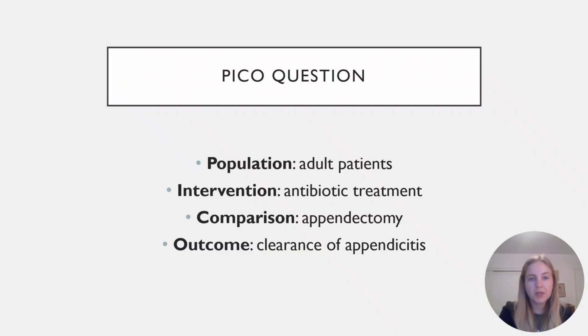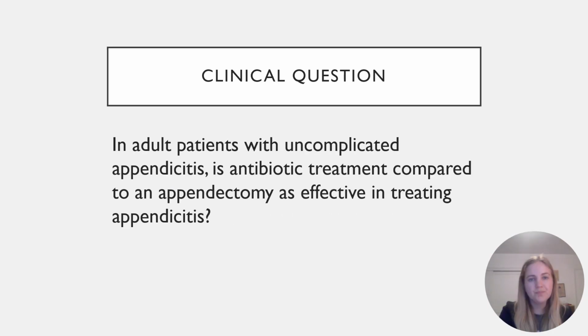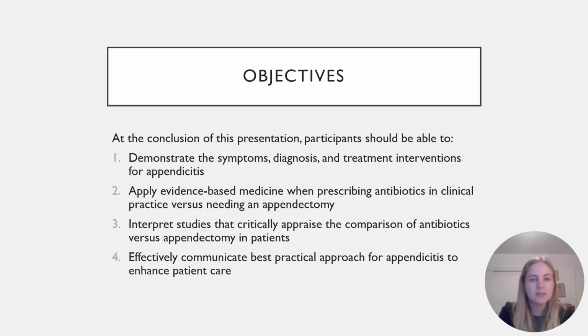So my PICO question was: population, adult patients; intervention, antibiotic treatment; comparison, appendectomy; and outcome, clearance of appendicitis. My clinical question was: in adult patients with uncomplicated appendicitis, is antibiotic treatment compared to an appendectomy as effective in treating appendicitis? So these are some objectives that I want you to take out from this presentation.